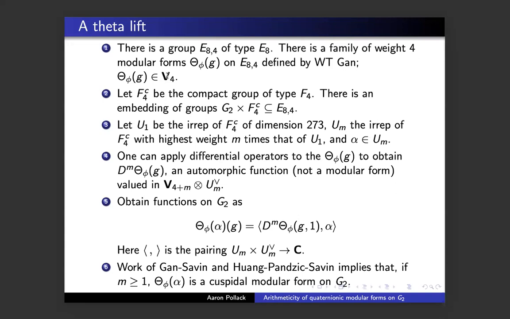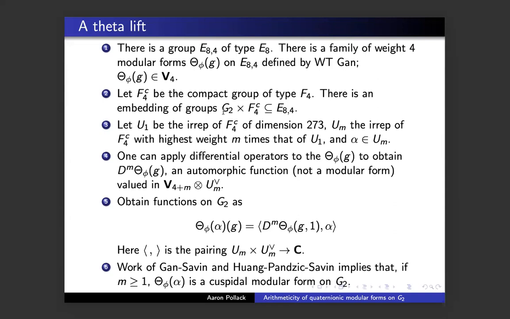Let me denote F4C, the compact group of type F4. And it turns out that my group G2 times this compact group of type F4 sits inside of E8. So now what I can more or less do is I can use the functions theta phi of G on E8 as kernel functions to lift functions on the compact group F4 to automorphic functions on G2.